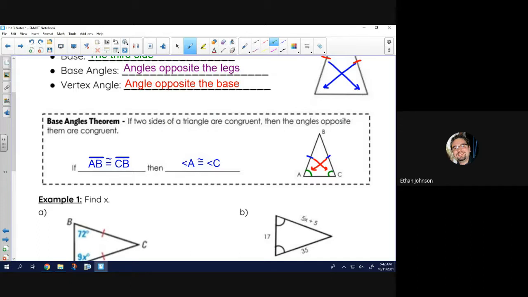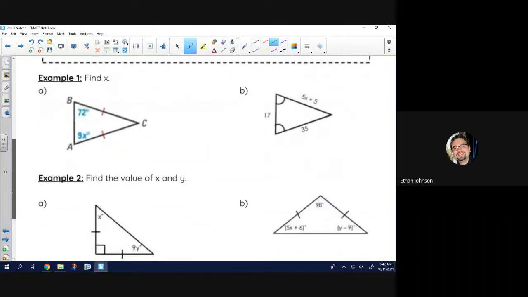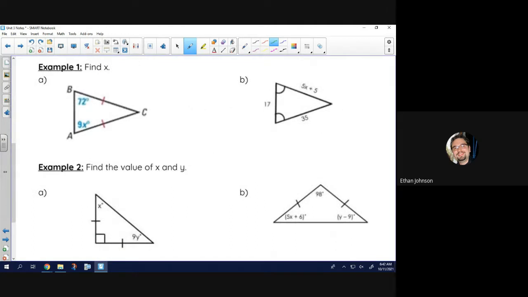So let's look at some examples. Example 1, find the value of x. Well, looking at this problem, I see two congruent sides, so I know the angles across from these two congruent sides have to be congruent. So an equation that we can write would be 9x equals 72. Solve, divide both sides by 9. X equals 8.